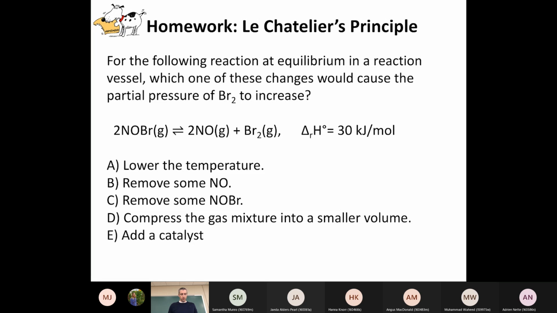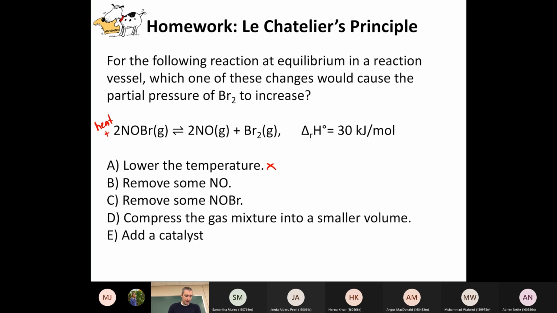Great. Homework question. For the following reaction at equilibrium, it's the gas phase equilibrium, which change would cause the partial pressure of Br2 to increase? The delta H here is positive, so it's endothermic. The way I would look at that is if it's endothermic, I would consider heat to be a reactant. So if we lower the temperature, essentially we're removing heat. That will cause this to shift to the left, so that will not increase the concentration of Br2.